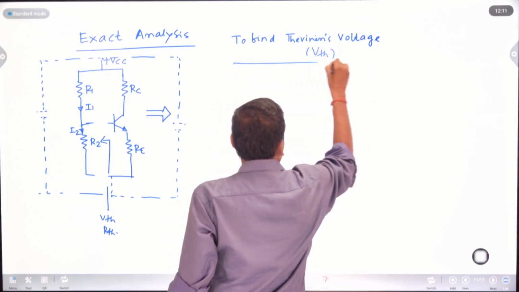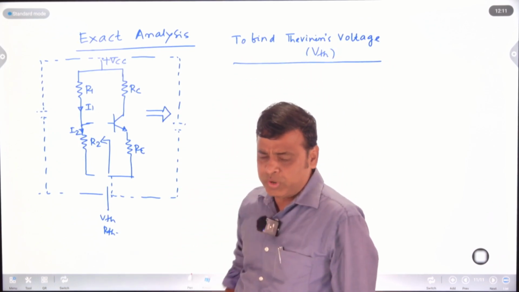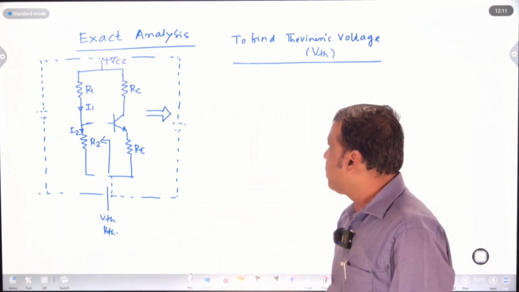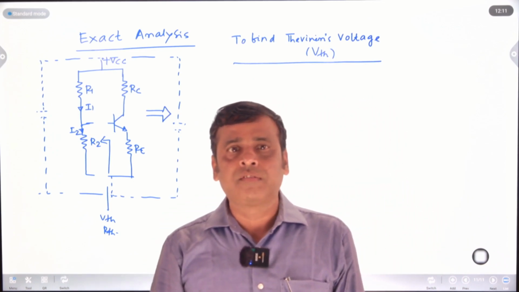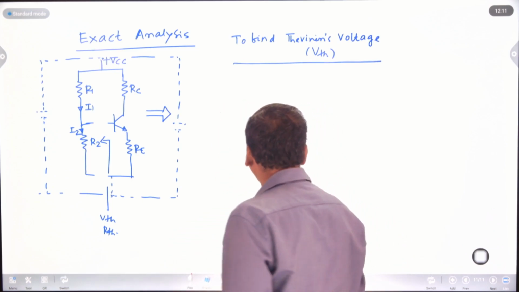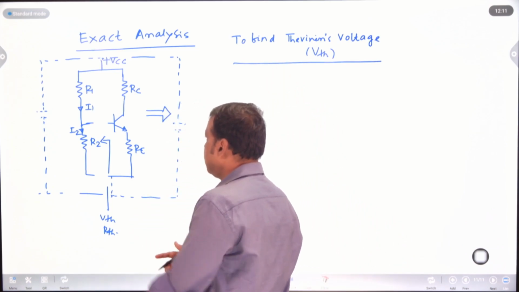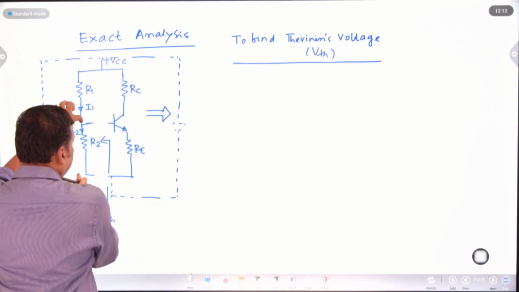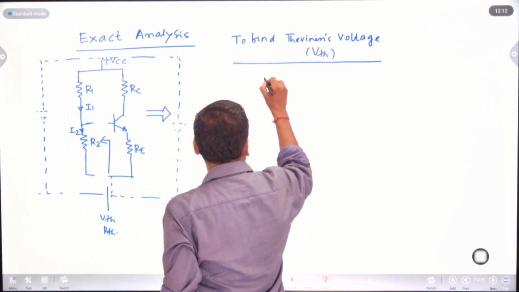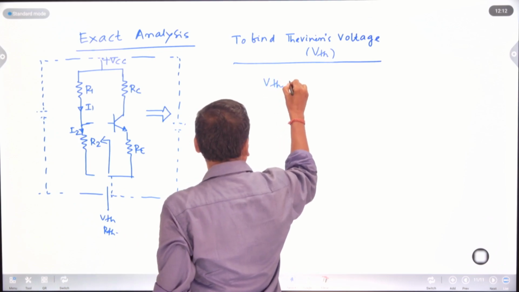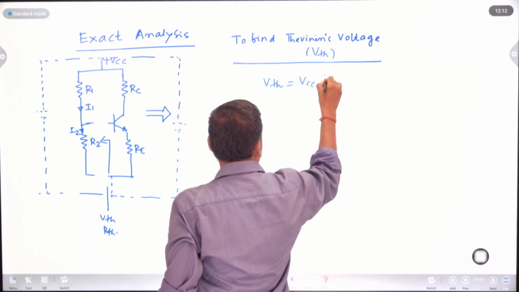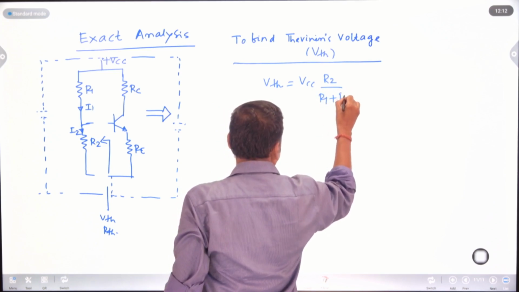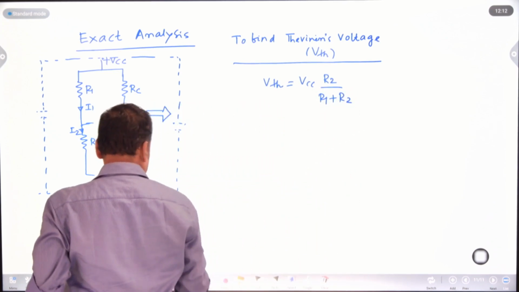So in case of voltage divider biasing, the input circuit can be modified into a Thevenin's equivalent circuit. In the Thevenin's equivalent circuit, how to calculate VTH? That is the open circuit voltage, the voltage across R2. The voltage across R2, VTH, equals VCC into R2 divided by R1 plus R2.